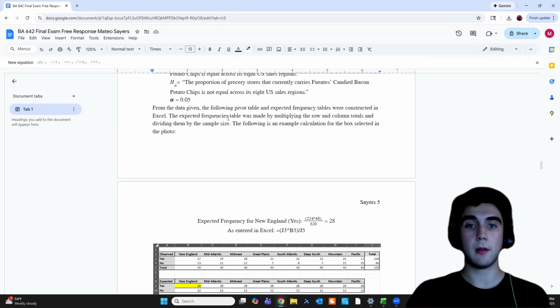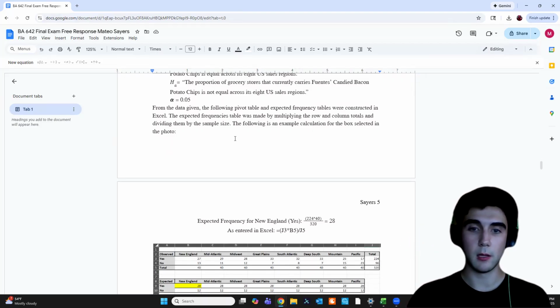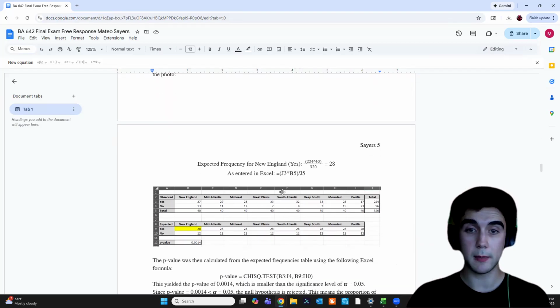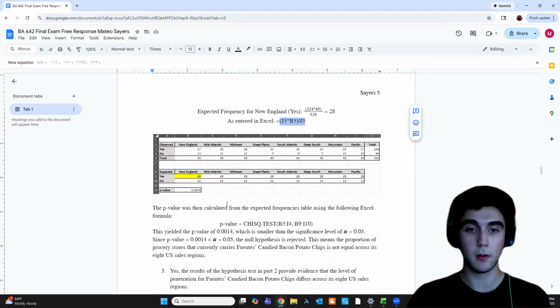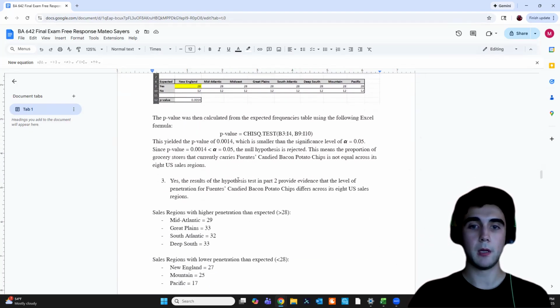So from the data given, the following pivot table and expected frequency tables were constructed once more in Excel using the pivot table function. We'll insert, and then the sample calculation for how the expected frequency table is highlighted right here, for the highlighted box right here. And then it was just dragged over and dragged down. And then from there, the p-value was calculated from the expected frequencies table.